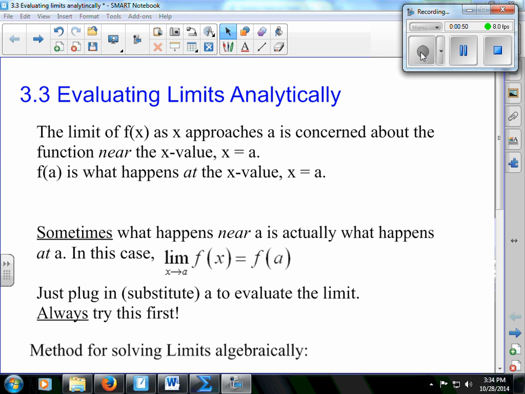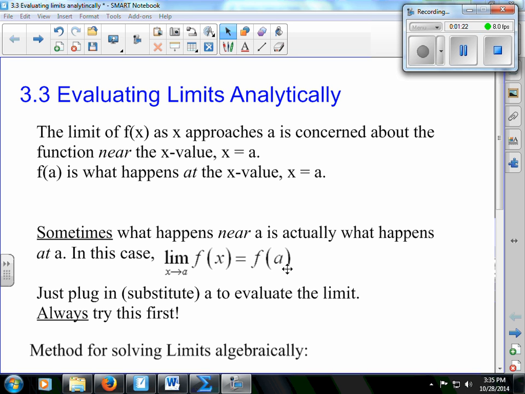And this is a pre-calculus question. Now, it turns out that what happens near the x value is sometimes what's actually happening at the x value. And actually, this happens a lot of the time. In this case, the limit as x approaches your number in question, which I'm just calling the letter a here, of the function is actually what's happening at the function.